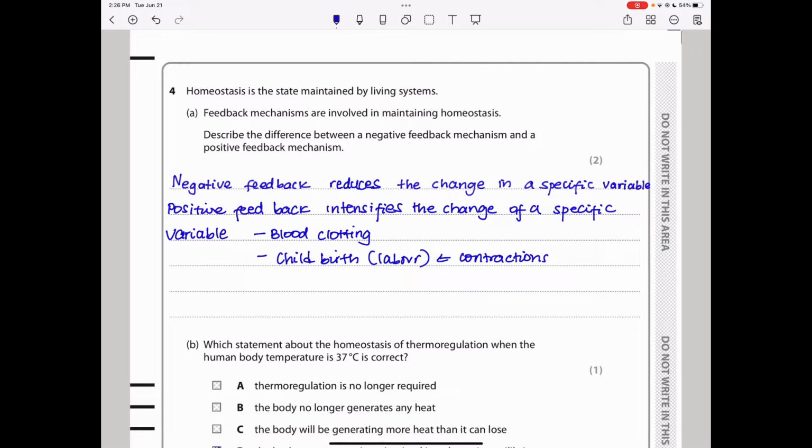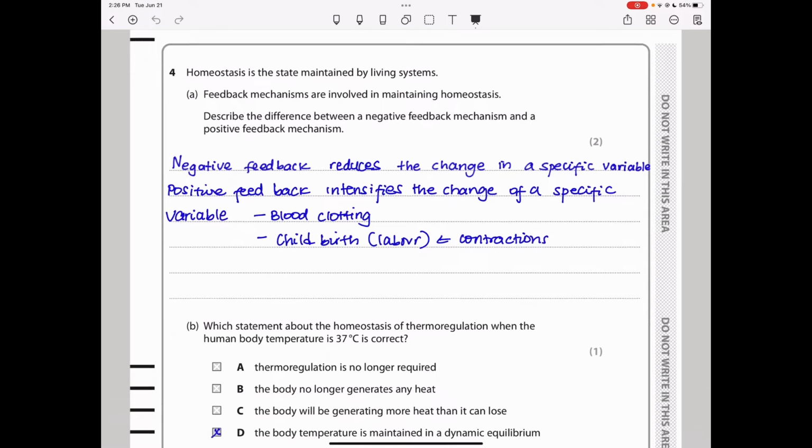And the negative feedback, they are all the other feedback mechanisms you study in your book, controlling blood sugar levels, controlling water levels in the blood. All those are, of course, negative feedback mechanisms. So let's continue to part B.